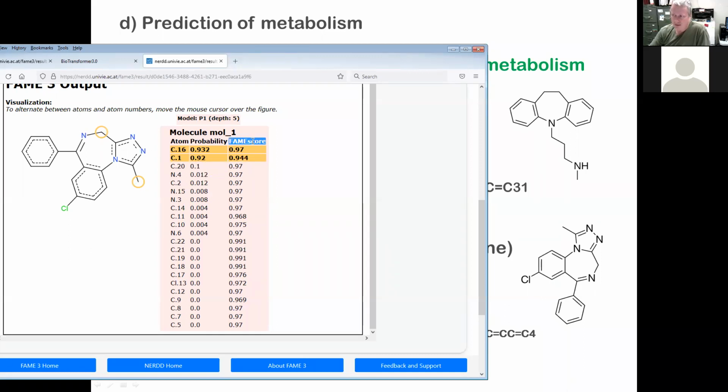What's this FAME score thing? I'm not actually 100% sure. We're probably going to ignore this and just focus on the probability, which makes sense. Okay, cool. All right, so this is a pretty cool tool for this phase 1 metabolism prediction.